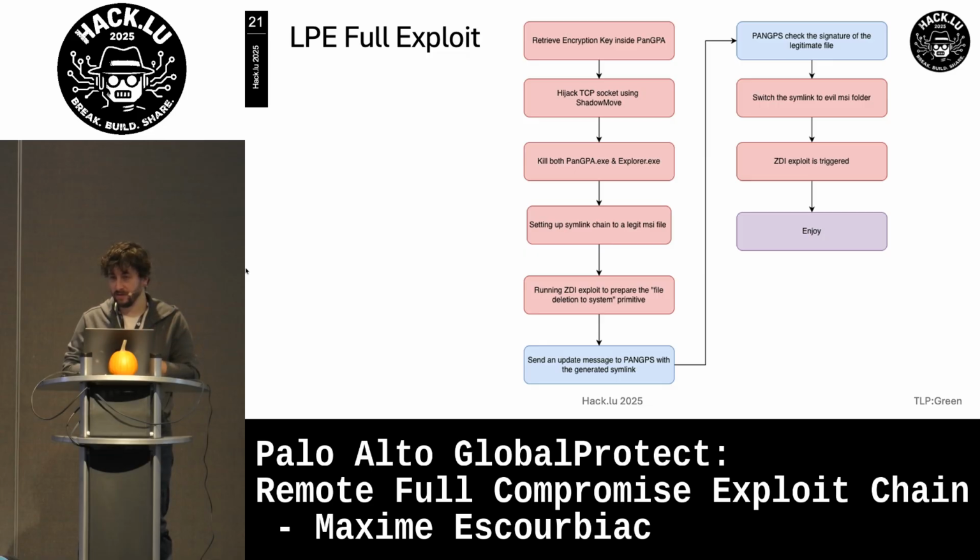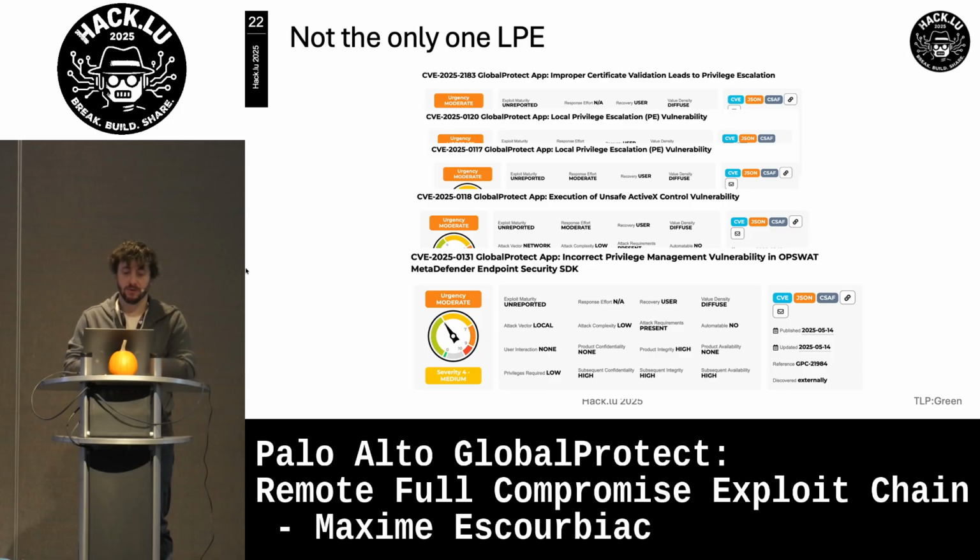PanGPS checks the good MSI installation file. We switch the symlink to the evil MSI folder with OpLock. We have a race condition here, but we succeeded in performing it. The ZDI exploit is triggered, and we enjoy. So it was not the only LPE. In fact, there are several CVEs we discovered.